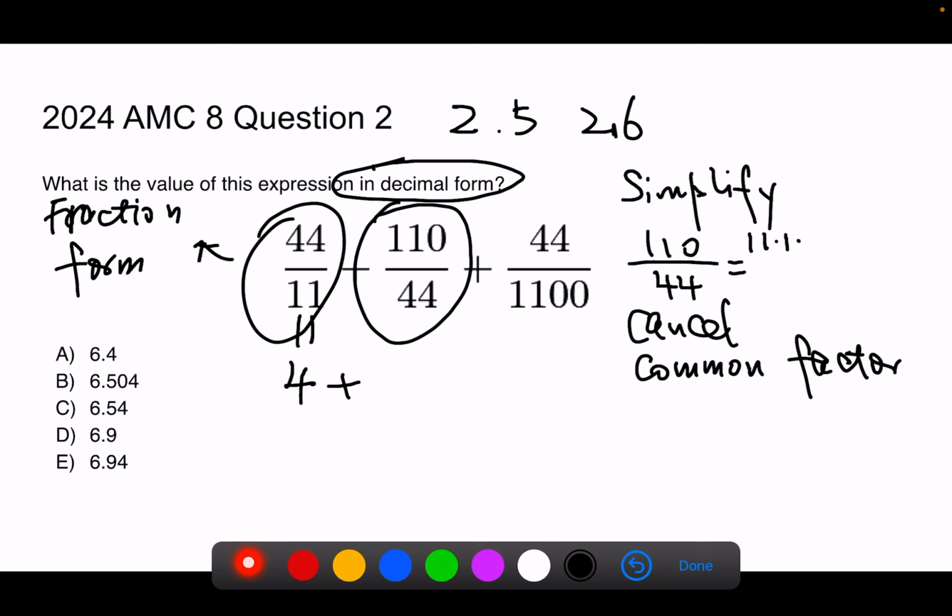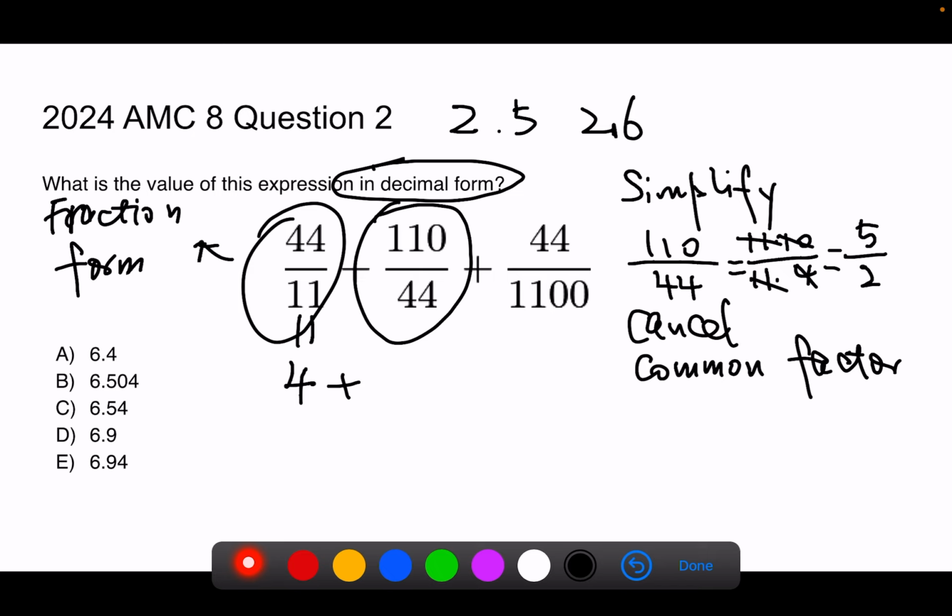110 is equal to 11 times 10. 44 is 11 times 4. And you can cancel this common factor 11 on both sides. Once you get more and more familiar with it, you don't necessarily need to write it up as 11 times something. For example, in my next step, I'll move a little bit faster. 10 over 4. The common factor is going to be 2 because they're both even numbers. So what you could do is just cross out 10 and change it to 5, cross out 4 and change it to 2.